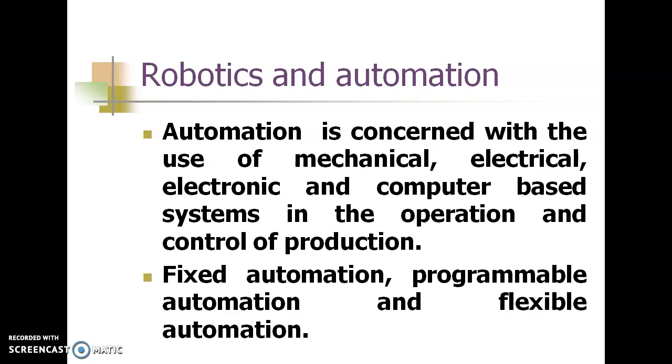Automation is concerned with the use of mechanical, electrical, electronic and computer based systems in the operation and control of production. The word manufacturing itself comes from doing it by hand, that is manu factus. So human intervention is always there in manufacturing or in production. We have to reduce the intervention of human beings. That is what automation is. Automation means we try to reduce the involvement of human beings in manufacturing.